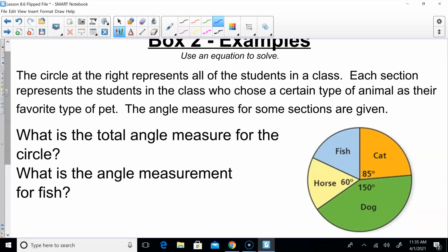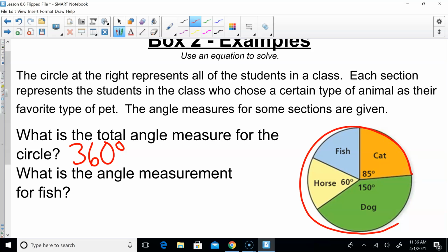So first off, what is the total angle measure for a circle? Well, if we think of what a circle is, we know that a circle is 360 degrees. So that would be a whole circle. So if we started right here and we went all the way on the outside, we came back, that would be 360 degrees. So we know that some of this is already accounted for.